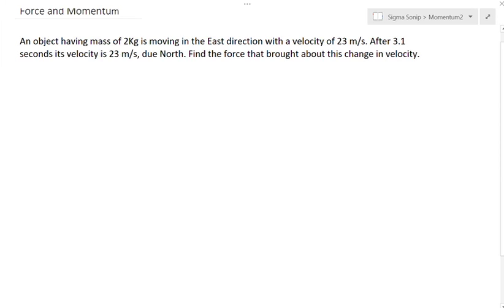One thing to keep in mind here is that the magnitude of the velocity is the same, or in other words, the speed is the same, 23 meters per second. But because velocity is a vector and the object's direction of movement has changed, earlier it was moving in the east direction and now it is moving in the north direction, it means the velocity has changed. Speed might be the same, but the velocity has changed.